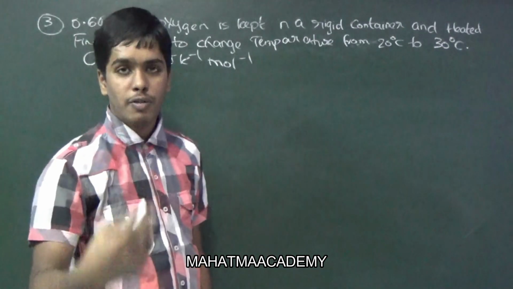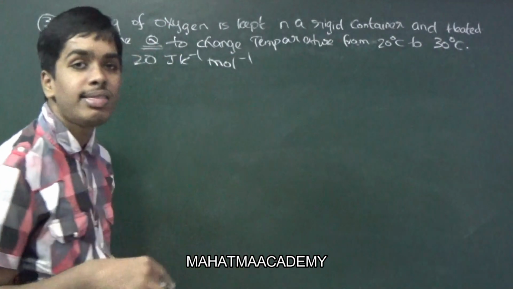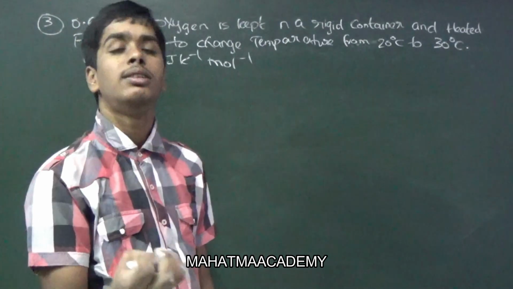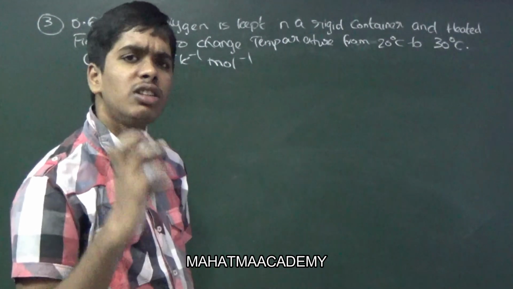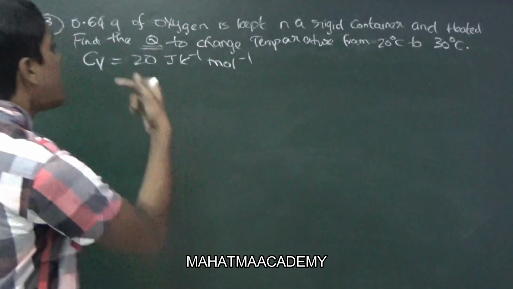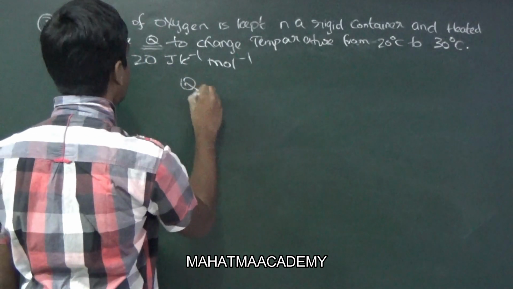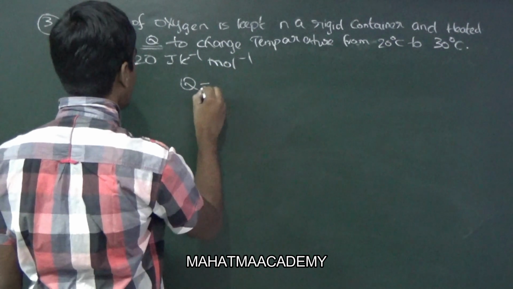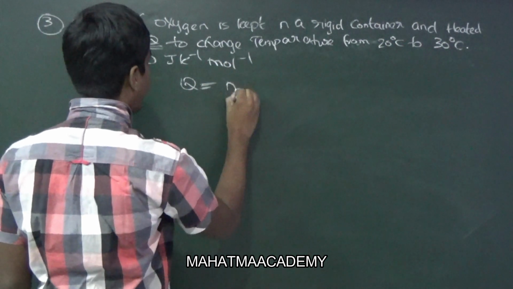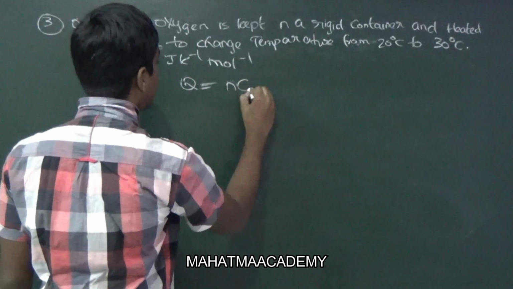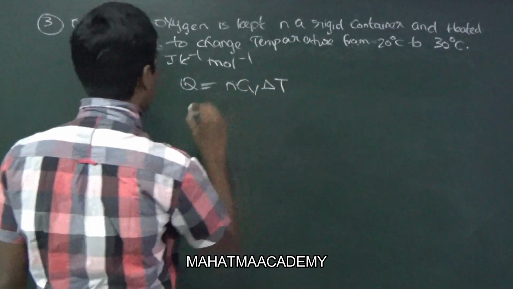I have said in one of the lectures that in the question they have given 3 values out of 4, and you want to find the 4th one. The same will occur here. So from this, Q is equal to n into Cv into delta T.